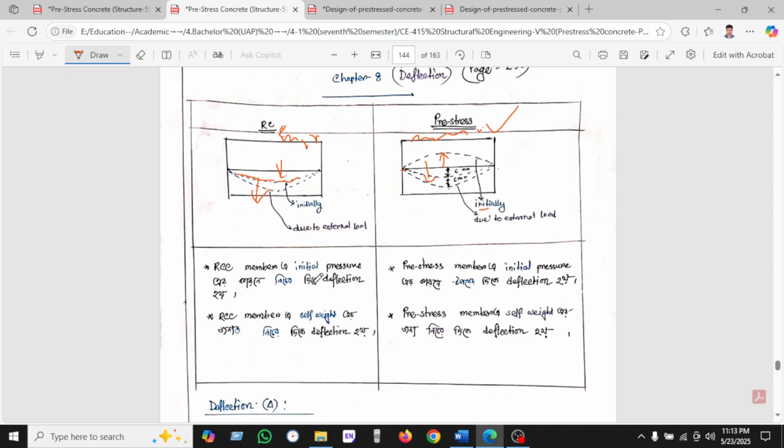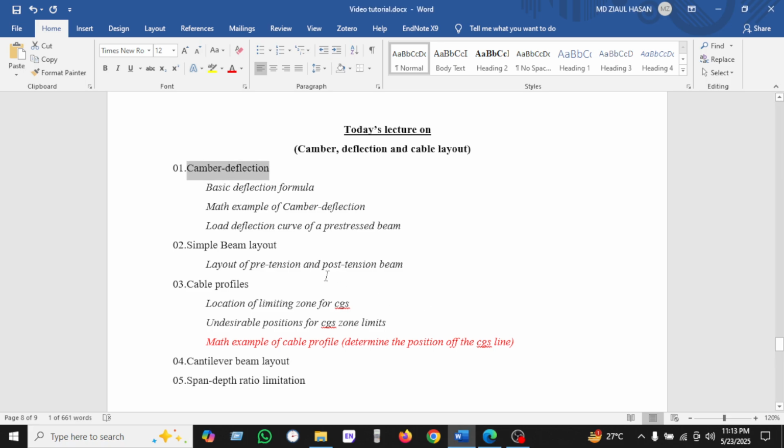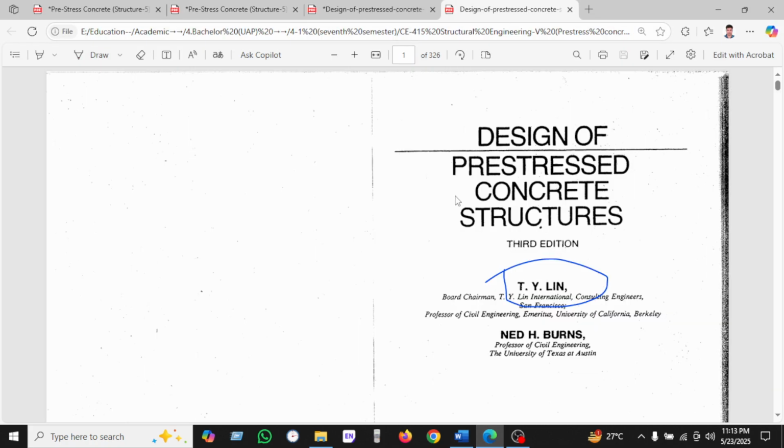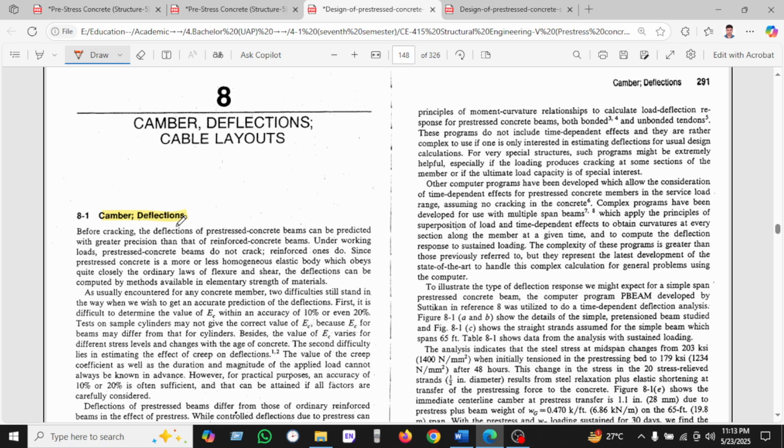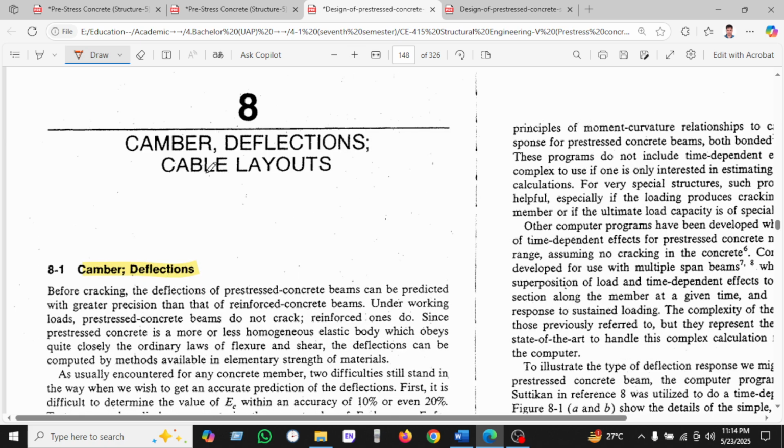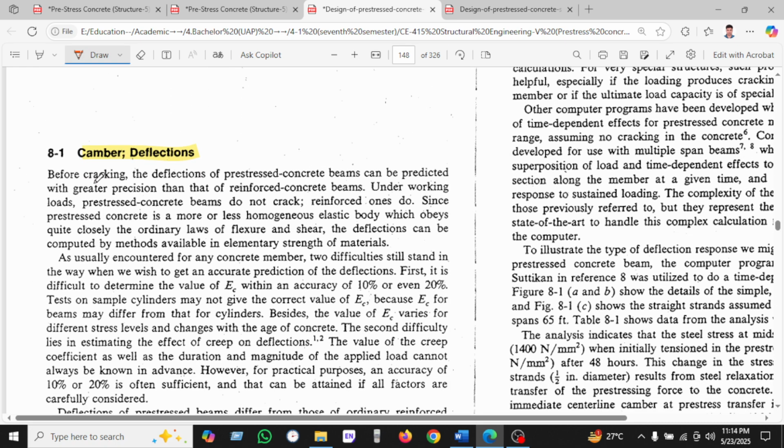Okay, so we can see the camber. At first, I'll be taking all the references from Design of Prestressed Concrete Structures, third edition, written by T.Y. Lin. So let's first see some theory about camber and deflection.